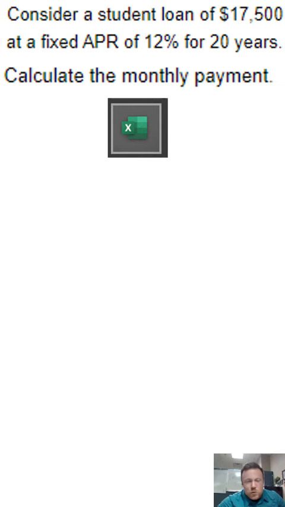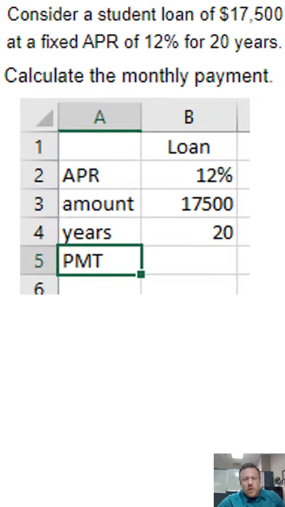They give us three numbers. We're going to put those three numbers in, but it's important that we recognize what they are. The first one is the $17,500. That's the amount or the principal. They also tell us the APR, which is the interest rate, but only annually. And lastly, they tell us the number of years.